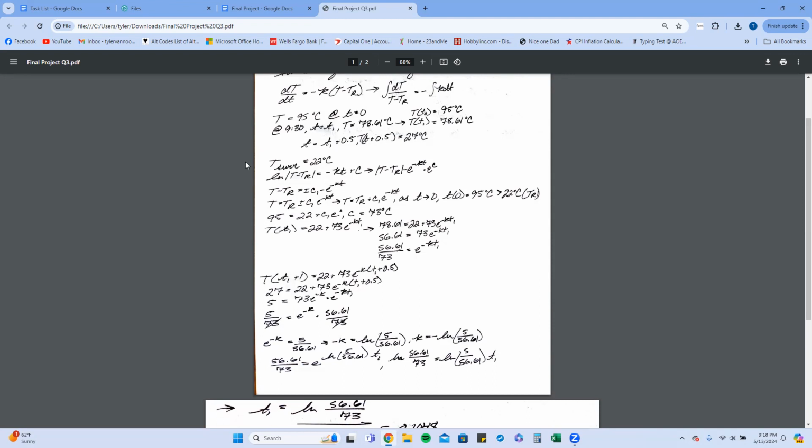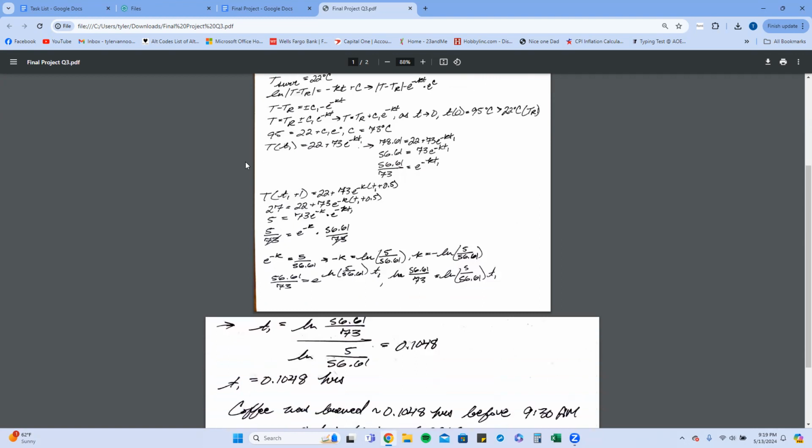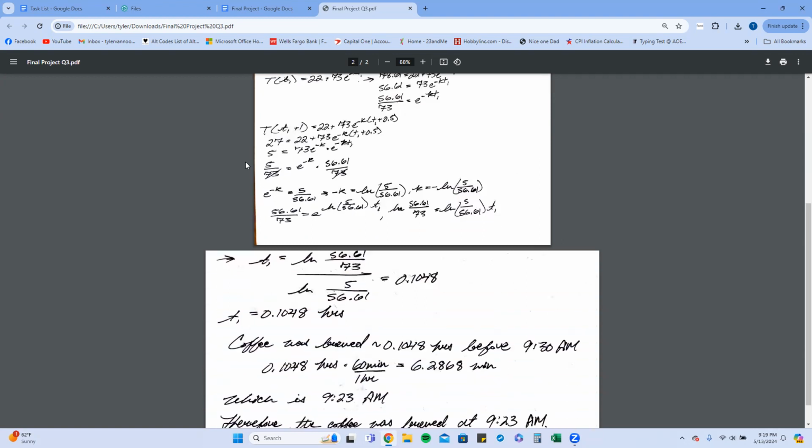And then we have T of t1 is equal to 22 plus 73, substituting for that C now that we know the value, times e to the negative kt, becoming 78.61 equal to 22 plus 73 e to the negative kt. We subtract 22 from both sides, divide both sides by 73, giving us the solution for e to the negative kt. And then continuing on, we have T of t sub 1 plus 0.5. That's a manual typo. It's not supposed to be 1. So it should be 0.5, equal to 22 plus 73 e to the negative k(t plus 0.5).